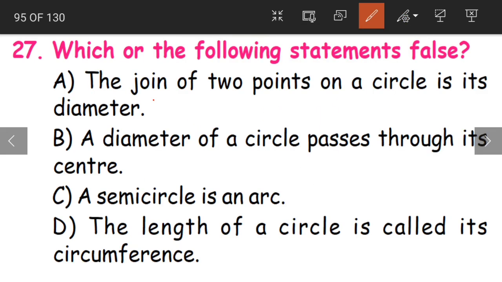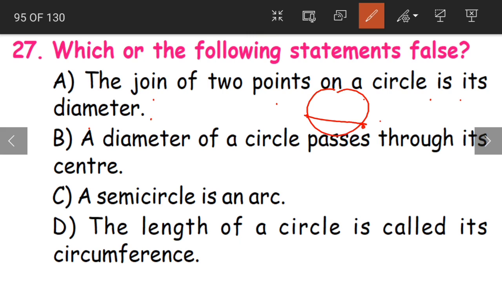Question 27. Which of the following statements are false? We are given a few statements here, yes. From these statements we have to find out the ones that are false. Statement A, the joining of 2 points of a circle is called its diameter. Is this a diameter, children?